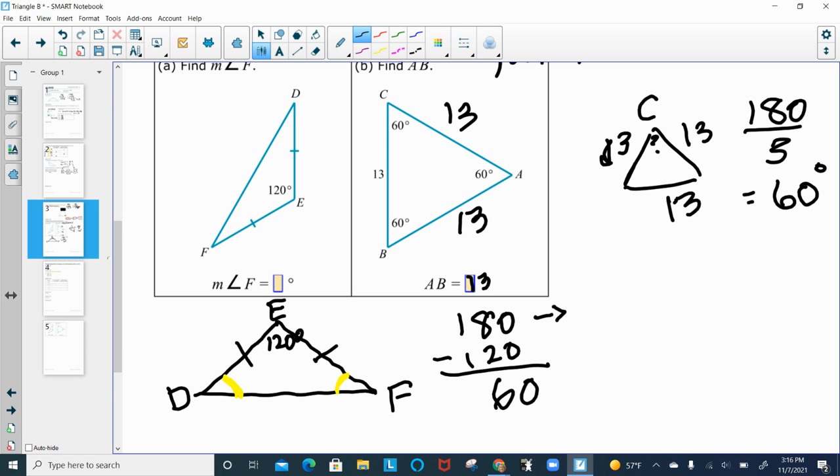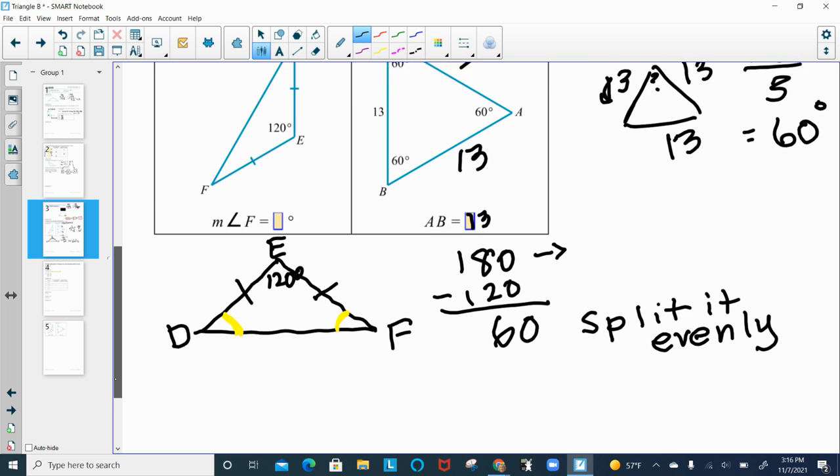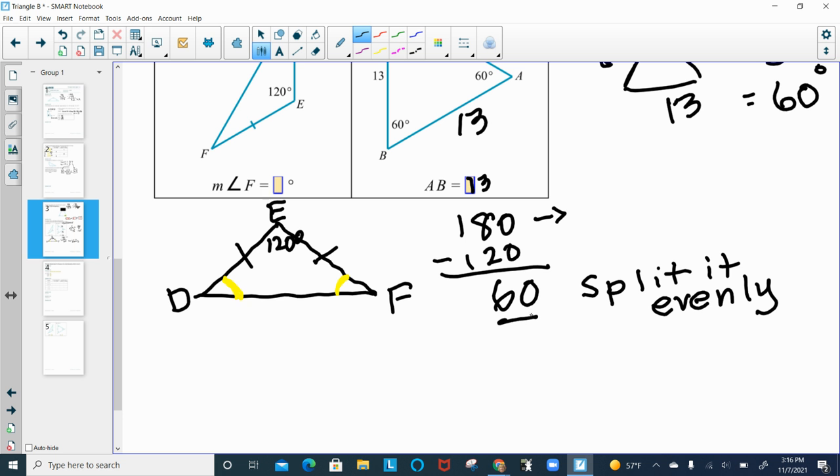Now, the thing that makes this problem a little bit different from many other problems is that angle D and angle F are the same. So we have to take this $60 or 60 degrees and we have to split it evenly among two angles, or if you want to think about it, among two stores. So that means we're going to divide by 2. 60 divided by 2 is 30. So angle F and angle D are 30 degrees.